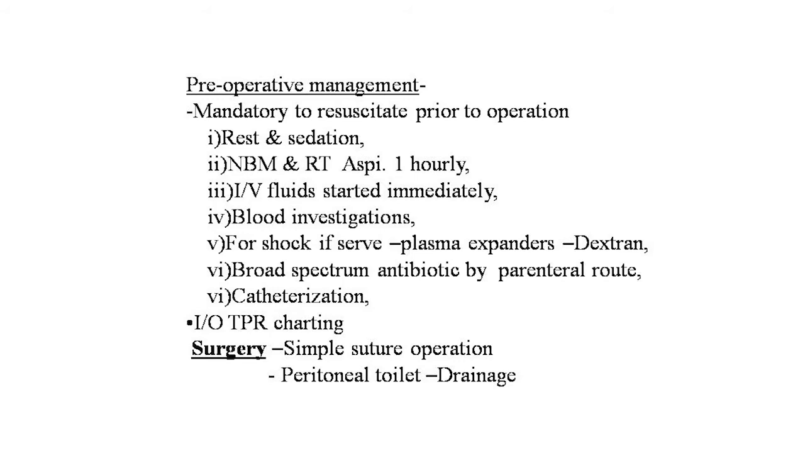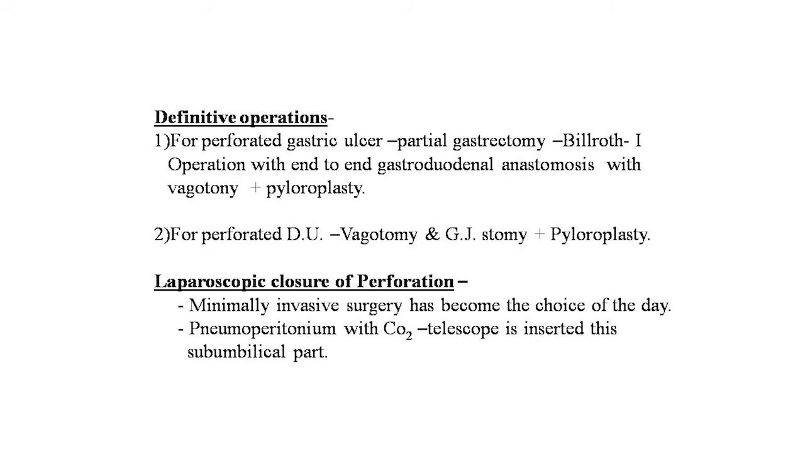And surgery: simple suture operation is there. Peritoneal toilet or drainage, lavage should be mandatory. Definitive operation for perforated gastric ulcer: partial gastrectomy with Billroth first operation, with end-to-end gastroduodenal anastomosis, or vagotomy plus pyloroplasty. And for perforated duodenal ulcer, vagotomy and gastrojejunostomy plus pyloroplasty should be done. Laparoscopic closure of perforation, minimally invasive surgery, has become the choice of the day nowadays. Pneumoperitoneum with carbon dioxide, and a telescope is inserted in the subumbilical part.